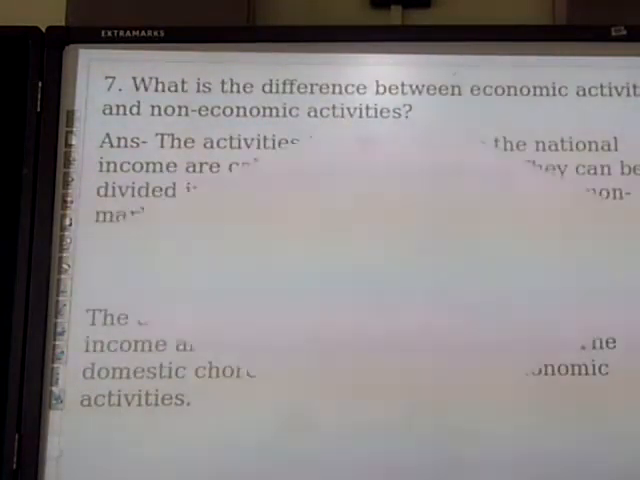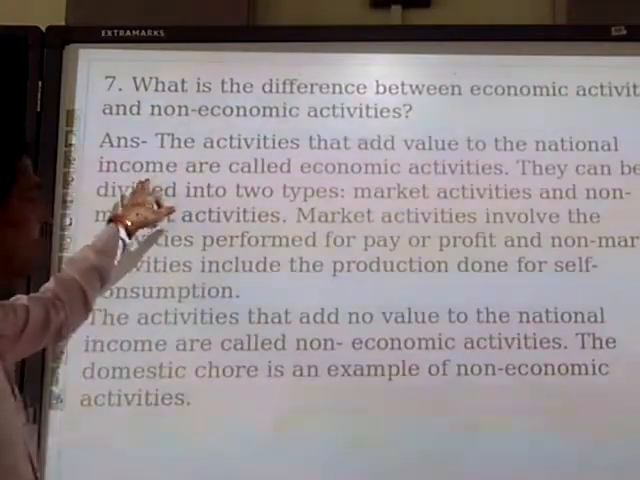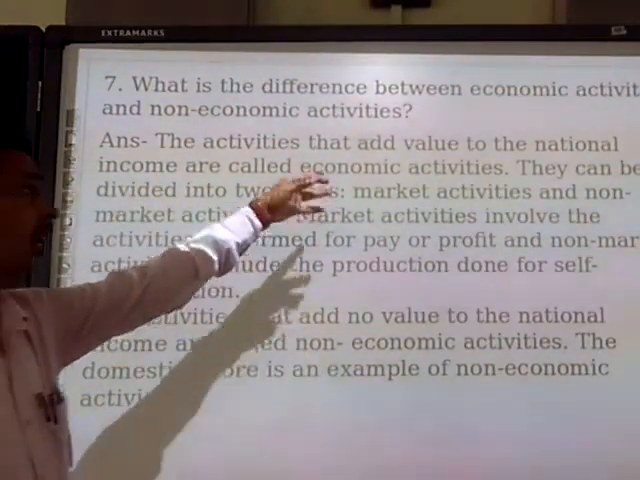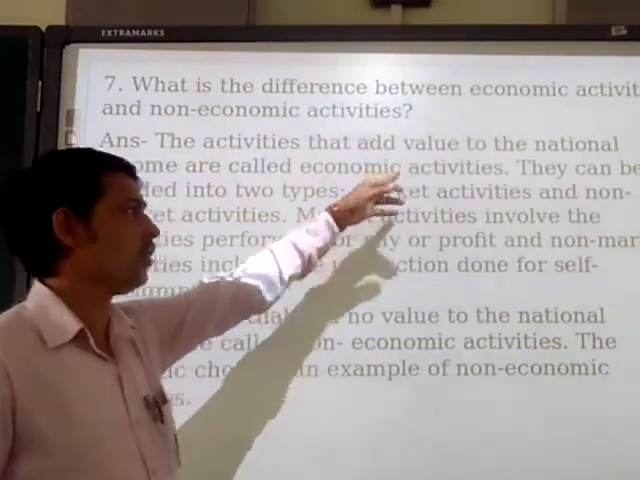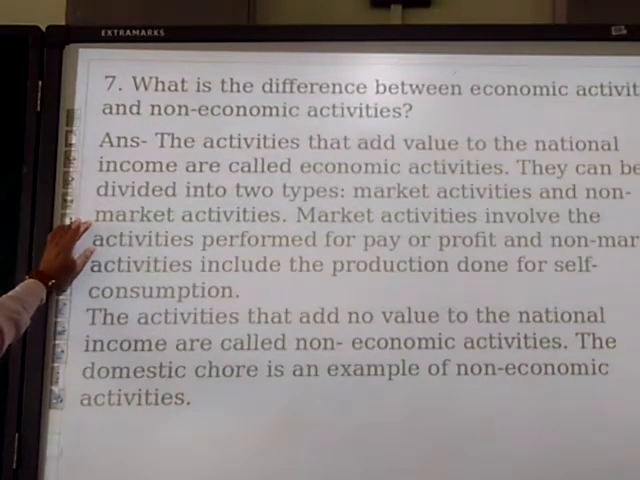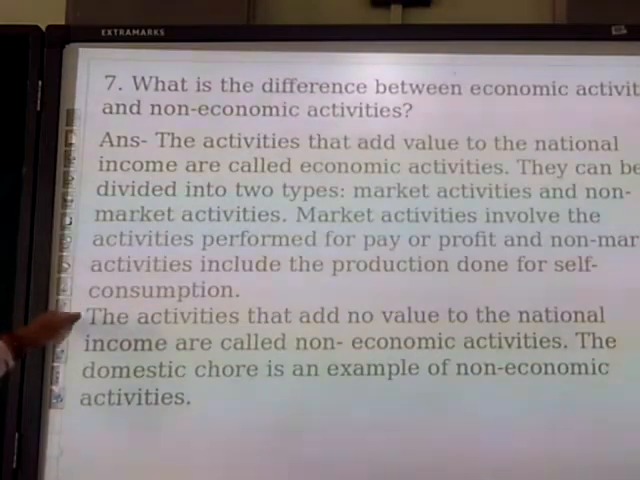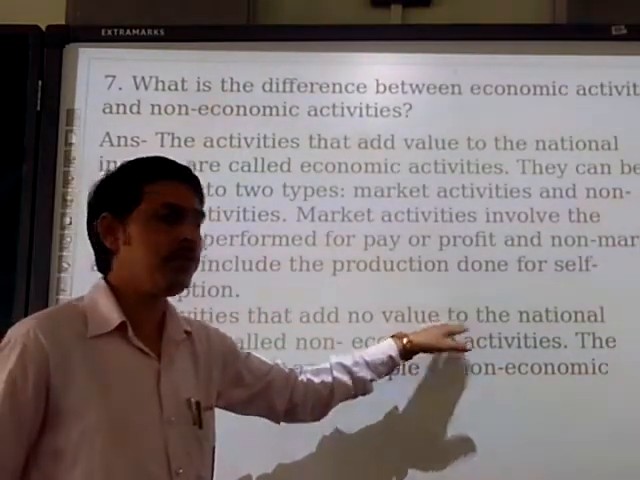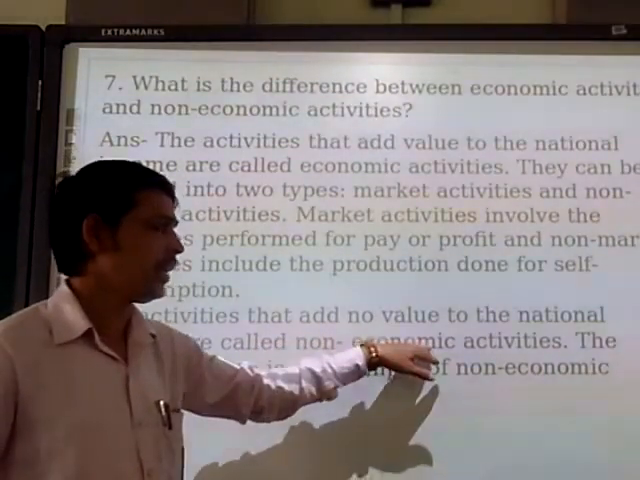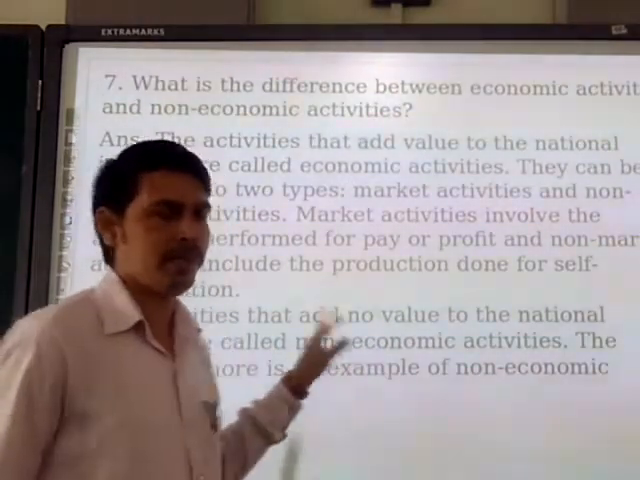Please see, the answer is only for reference purposes. You have to make your own answer. The activities that add value to the national economy are called economic activities. How this value in rupees is going to add, they can be divided into two types, market activities and non-market activities. Market activity involves performing, to pay or to profit. Non-market activities are for self-consumption. And the activities that add no value to the national income are called non-economic activities, which are not related to economic activity.